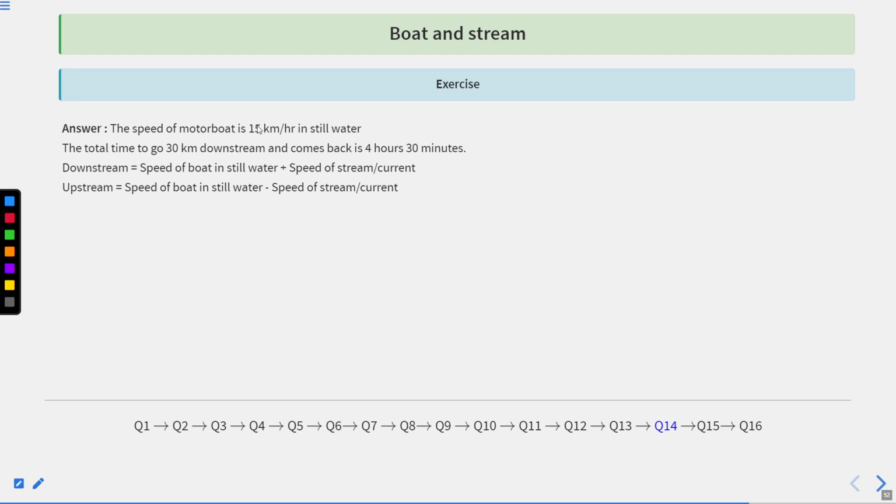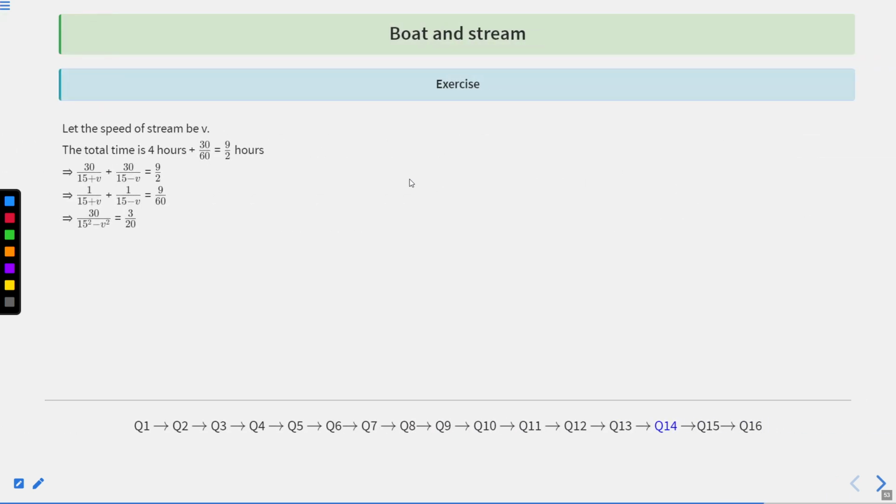So the speed of motorboat is 15 km per hour in the still water. The total time to go 30 km downstream and come back is 4 hours 30 minutes. So the downstream speed is going to be speed of boat in still water plus the speed of stream. The upstream speed will be speed of boat in still water minus speed of stream. So these are the formulas that we are going to use. So let the speed of stream be V.